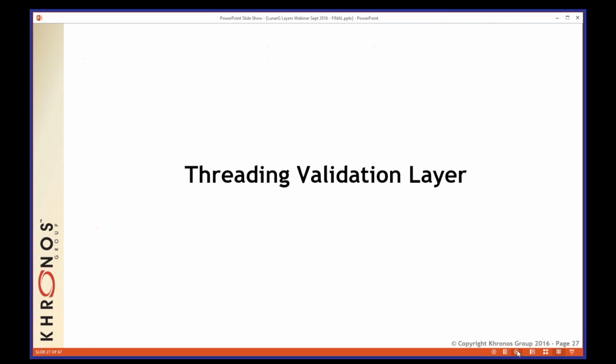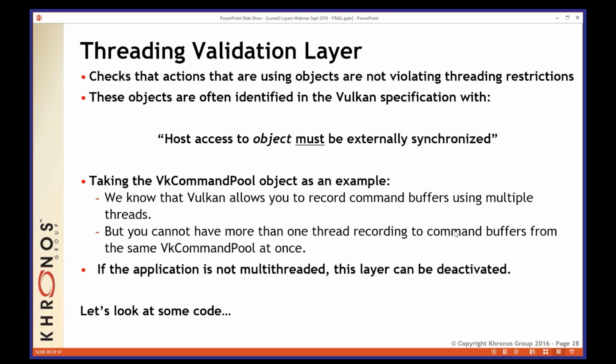So the first layer is the threading validation layer. Its purpose in life is to make sure that any actions that are using objects are not violating threading restrictions. There's some language in the spec which is quoted here: host access to object must be externally synchronized. That shows up in the Vulkan spec a lot whenever these things need to be guarded as far as threading goes. A good example is the VkCommandPool.